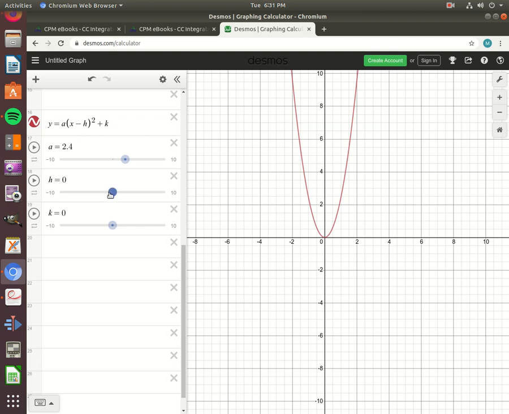If I wanted to move it left and right, I would move the h. But again, I want to be real clear on what's happening here. When I move this to -2, it's x minus -2. That's the same as x plus 2. So that goes to -2.